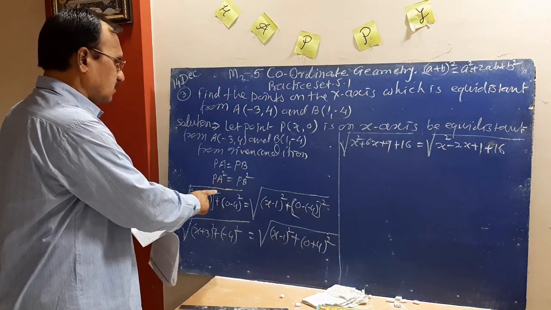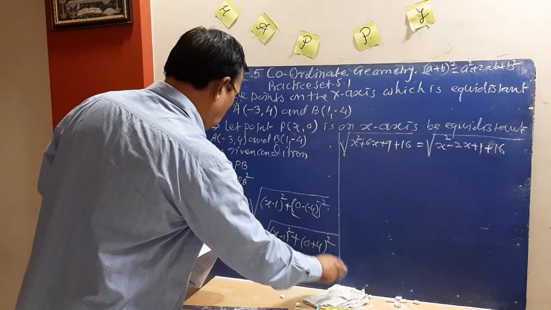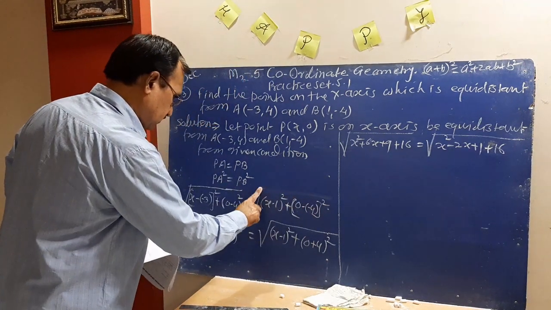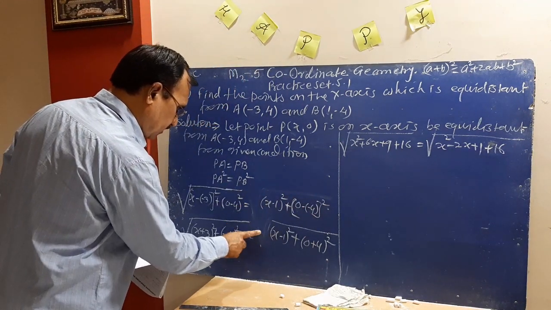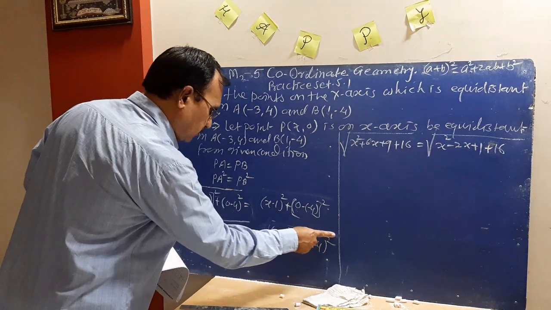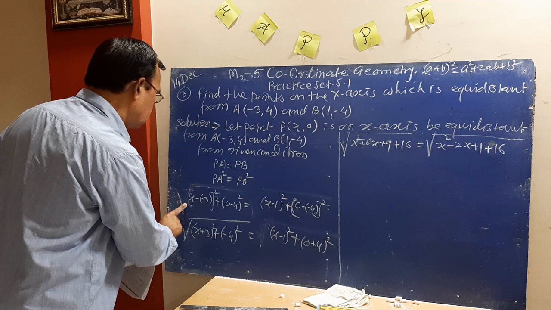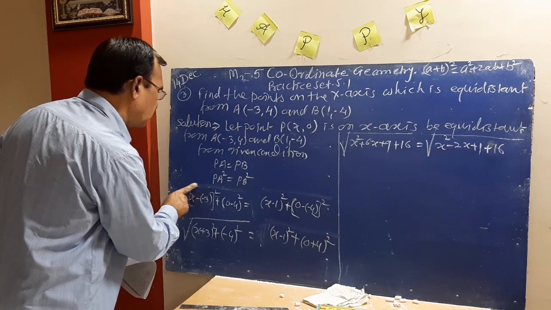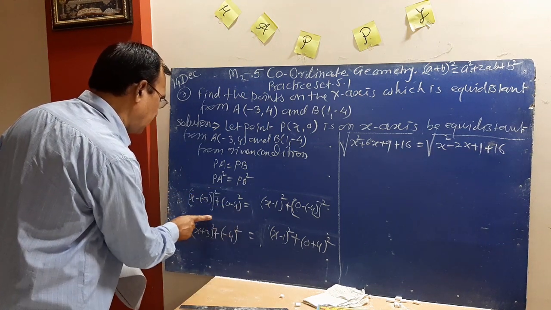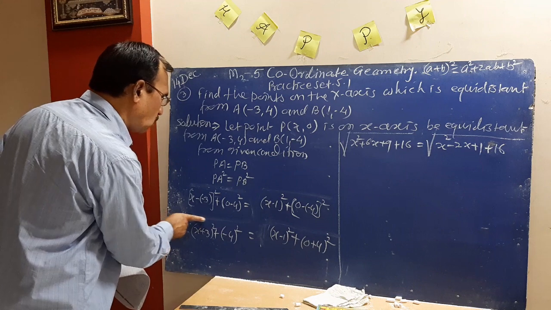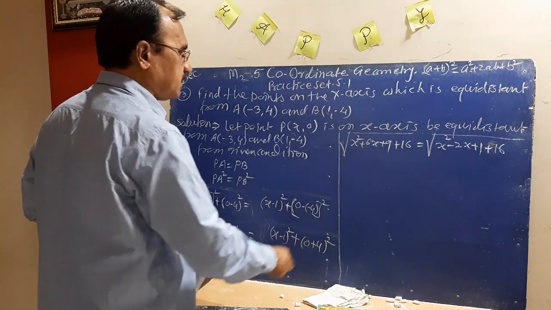Here it is a square. Don't take the root of both sides. It is not necessary to take the root of both sides. Here PA square is equal to PB square. We cannot find the distance here. We have to find the coordinate of the point which is on the x-axis.